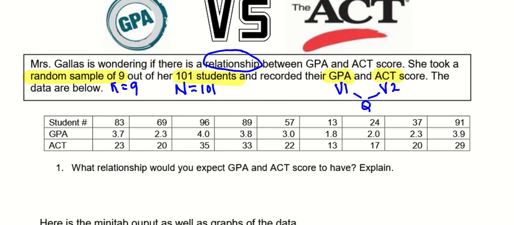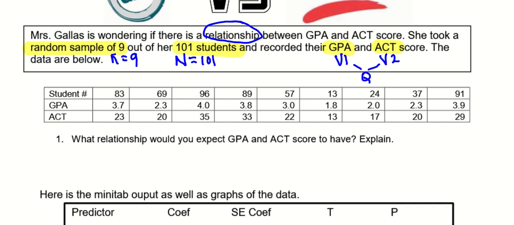So we've got our data here. We have our student number. That's an identifier. It's not a variable. And we have our two variables. So GPA is going to be our independent variable. So that would be like our X variable, and ACT like our Y variable. So why don't you pause the video and enter your GPA in list 1 and enter your ACT scores in list 2 in your calculator.